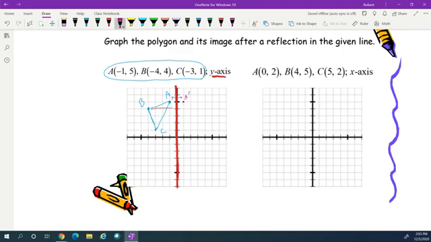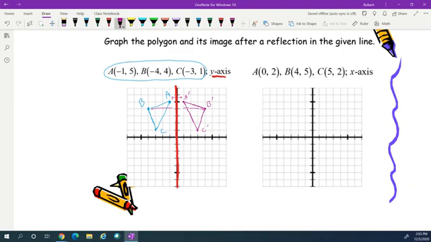B was 4 to the left, so B prime is 4 to the right. You can do this just by counting. C was 3 left, C prime is 3 right. And there's our new image, triangle A prime, B prime, C prime.